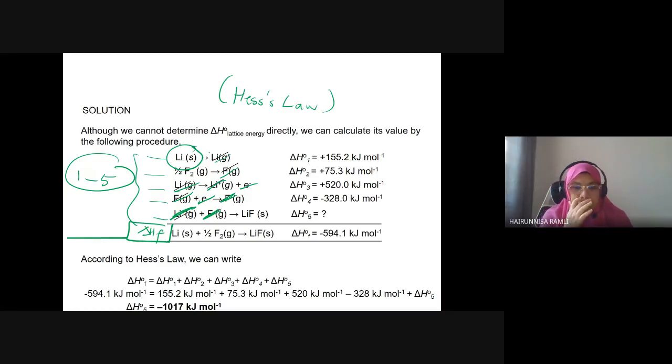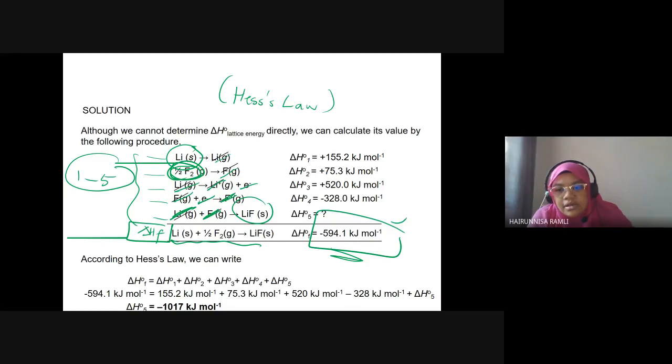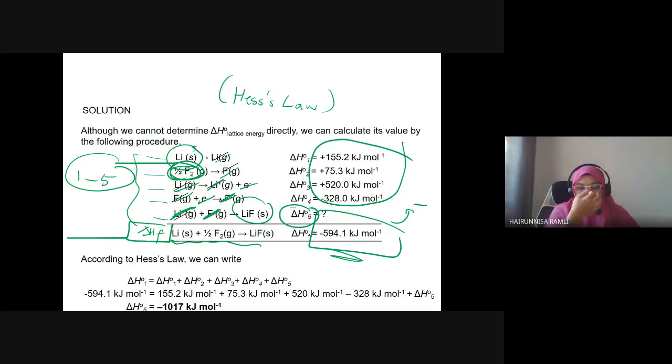And also F, we did not cancel anything there. And lithium fluoride. So it equals delta HF, right? So from here, all these values, you can just subtract the total of these values, and you will get the value of delta H5, the lattice energy.